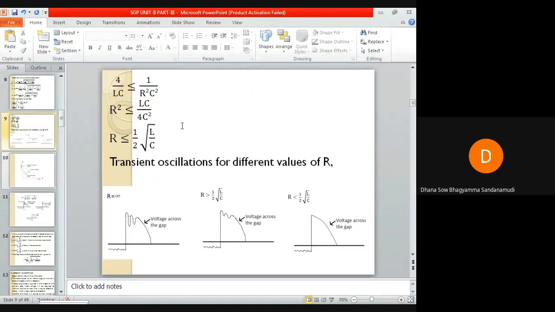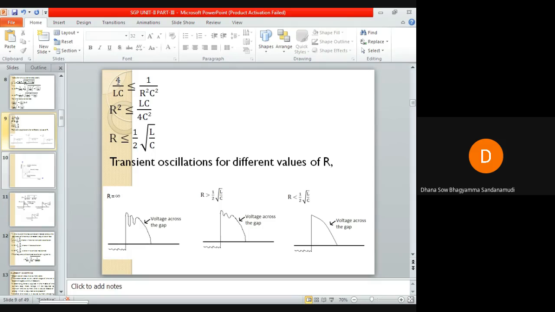After sending it to the right side, you just expand the equations. So you will get 4 by LC less than or equal to 1 by R square C square, from the above expression. You just rearrange the terms: R square will be less than or equal to LC by 4C square. R will be less than or equal to 1 by 2 root L by C.